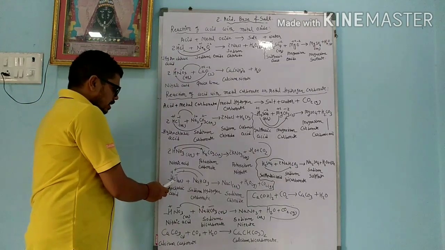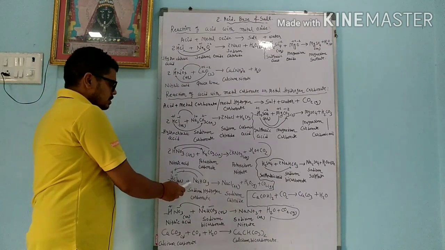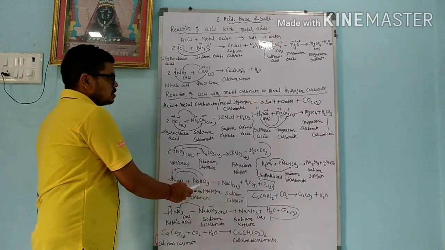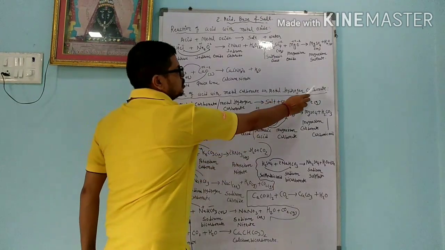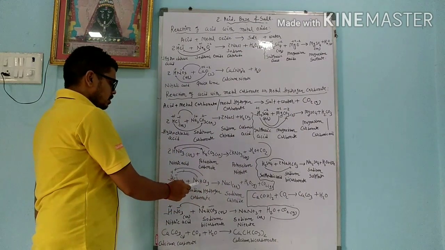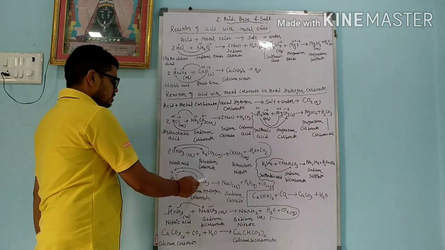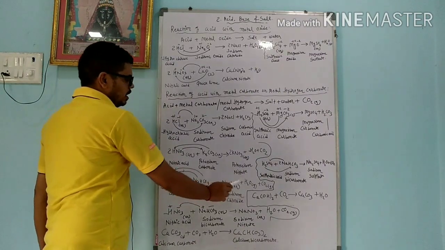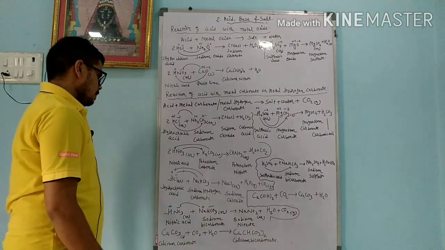Next reaction, HCl plus sodium bicarbonate or sodium hydrogen carbonate. Now dear student, this is the example of metal hydrogen carbonate. Okay, so H is +1, Cl is -1, Na is +1, and HCO3 is -1. So Na combined with Cl, so we get NaCl, and remaining in that H2O plus CO2.